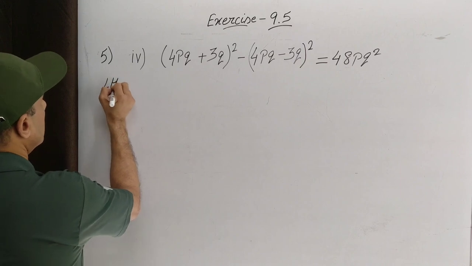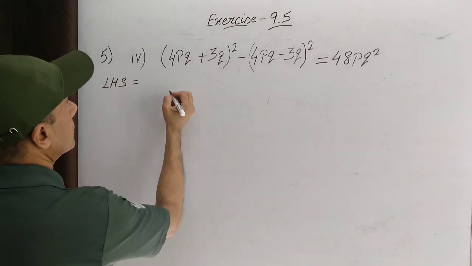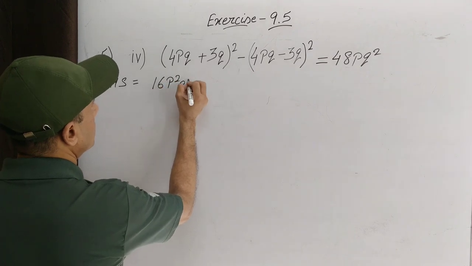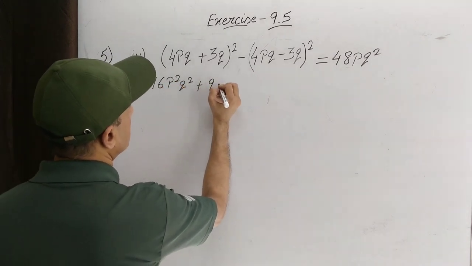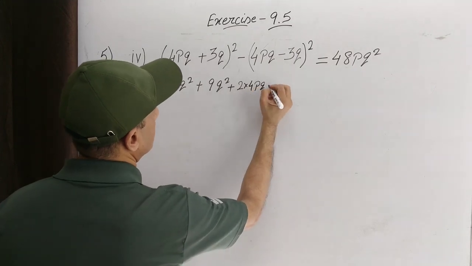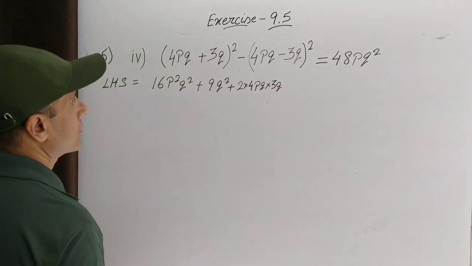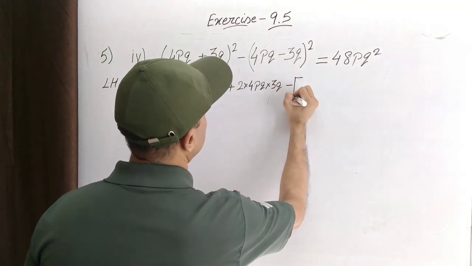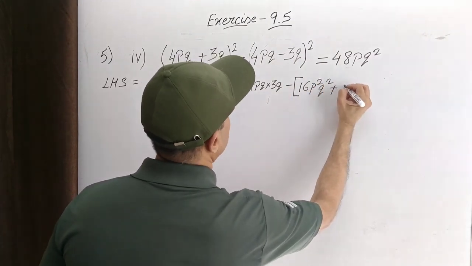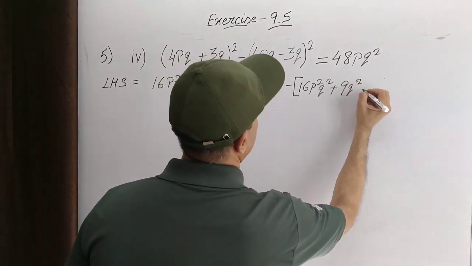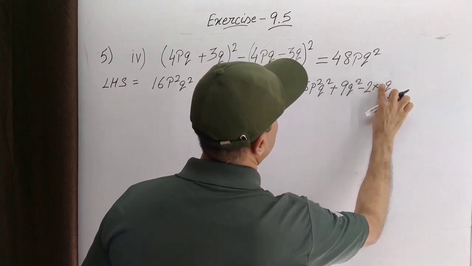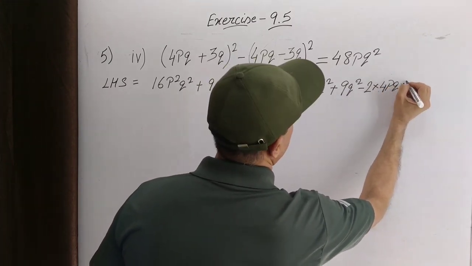So we can write the left hand side is equal to 4pq square, that is 16 p square q square plus 9 q square plus 2 into 4pq into 3q, and we have here a minus 16 p square q square plus 9 q square minus 2 into 4pq into 3q.